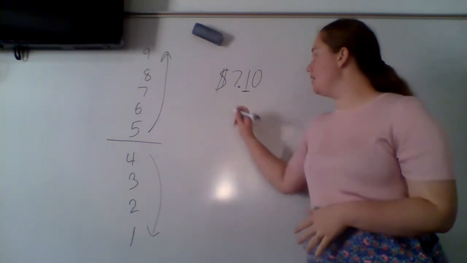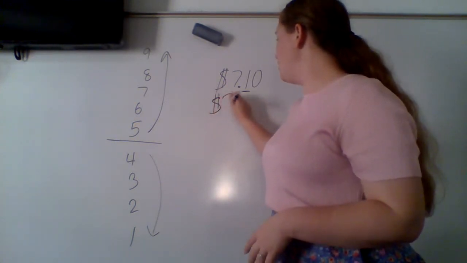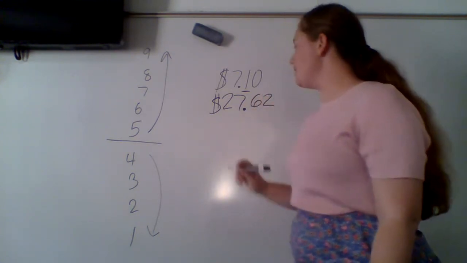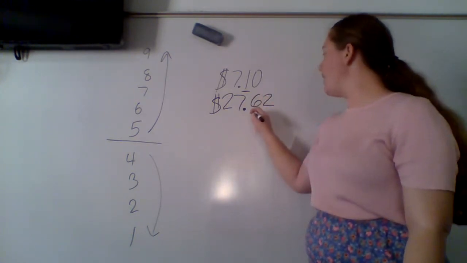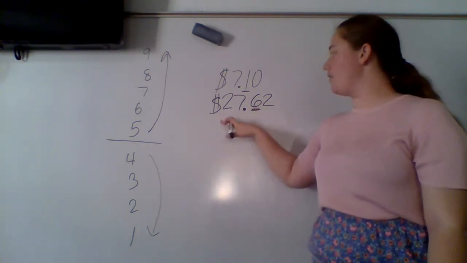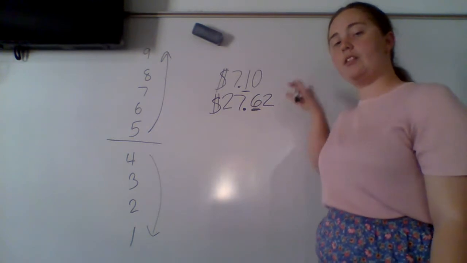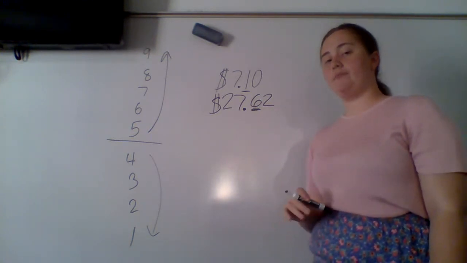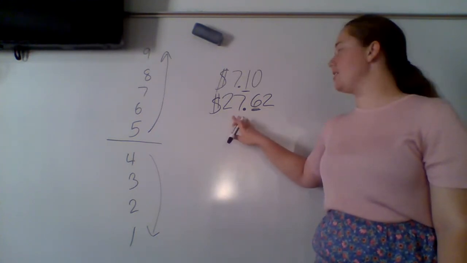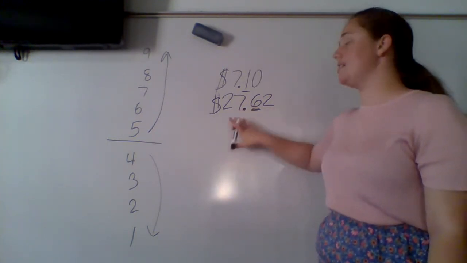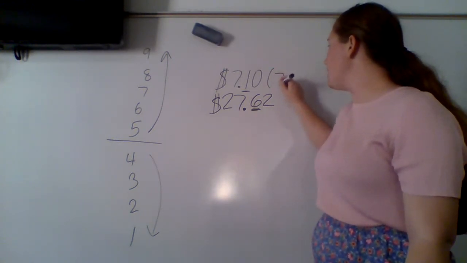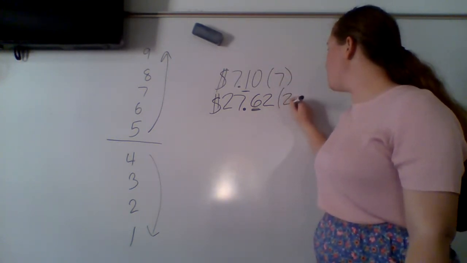Letter B is $27.62. We have this 6 right here. Is this 6 going to make the 27 get rounded up to $28? Or is it going to just stay down at $27? Right, it's going to stay down, or I'm sorry, it's going to go up to $28. It's not going to stay down at 27, it's going to go up to 28. So this stays at $7. This goes to $28.